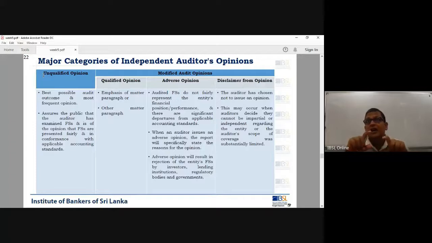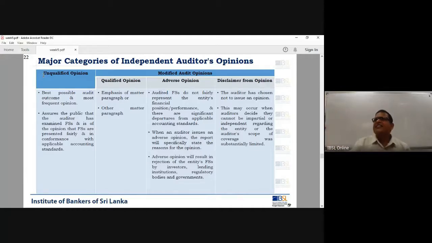For example, there's a bank, and one of the customers or counterparties filed a case, and the bank is weak in that case, and sometimes the bank may lose it. If the bank loses that case, they may incur more losses, or it may sometimes affect the bank significantly. So in that scenario, what the auditors can do is give a qualified opinion. They emphasize that matter.